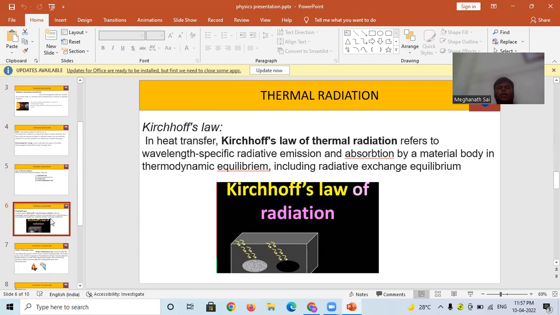Kirchhoff's law. In heat transfer, Kirchhoff's law of thermal radiation refers to wavelength-specific radiative emission and absorption by a material body in thermodynamic equilibrium, including radiative exchange equilibrium. This picture shows an example of Kirchhoff's law of radiation.